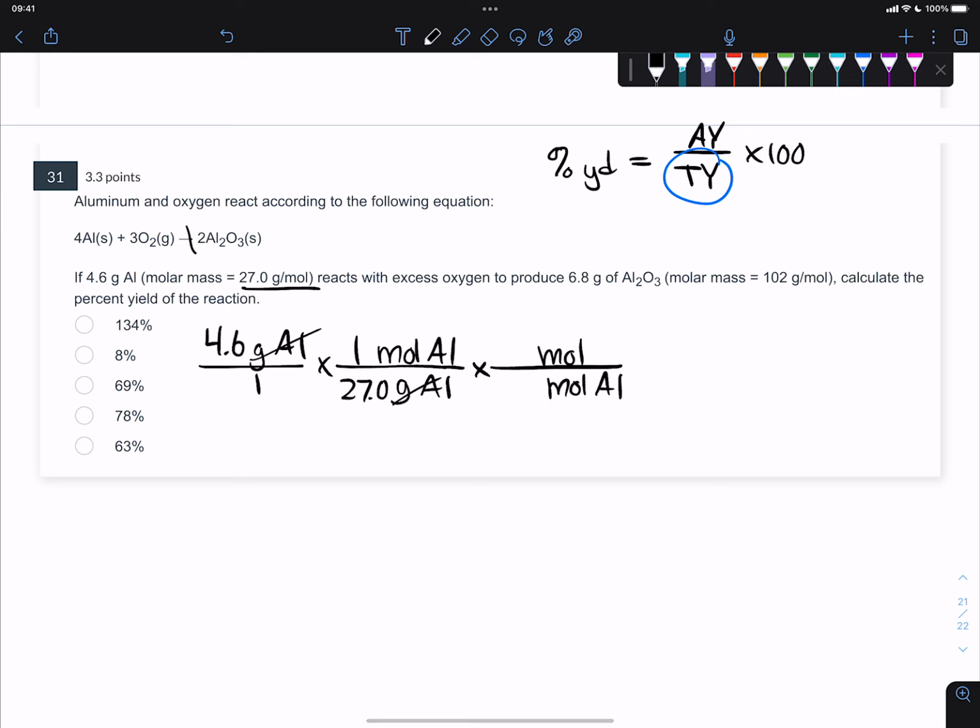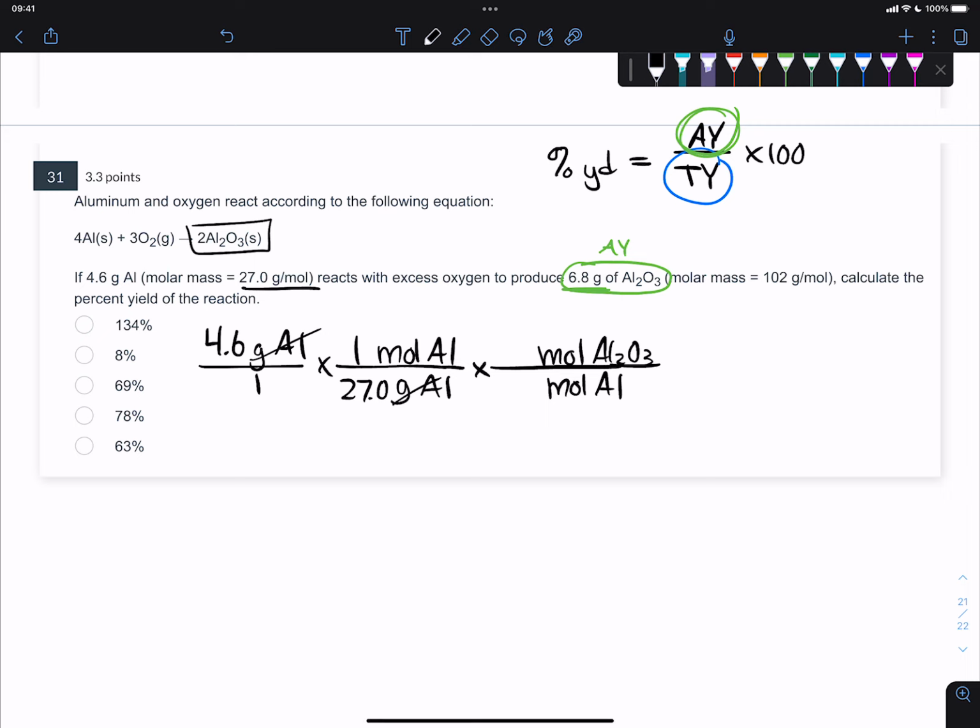Now we're looking for the percent yield of the reaction. So in reality, I guess I'll do this here in green, the actual yield is 6.8 grams of Al2O3. We are doing stoichiometry right now to figure out the theoretical yield. It's common for people to think that this is the theoretical yield and you get like the inverted number. So let's put Al2O3 here.